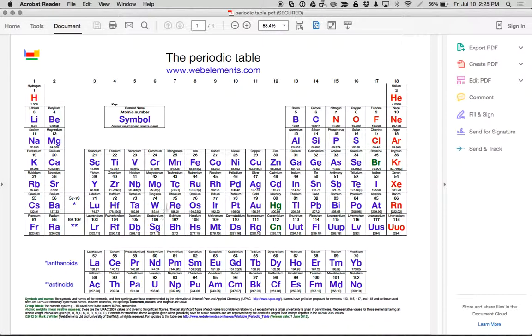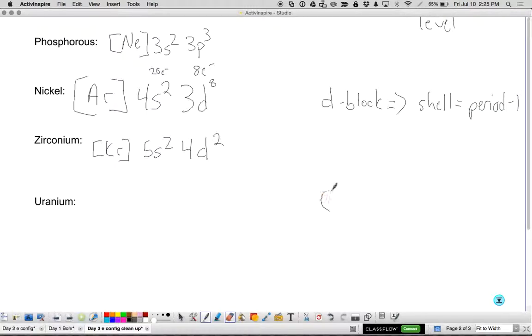Okay, now S block, period equals energy level. P block, period equals energy level. The D block, period equals, oh yeah, boy, period minus 1 equals the energy level. And this last little bit down here is actually called the F block. And in the F block, the shell is, hopefully you figured this out, period minus 2.